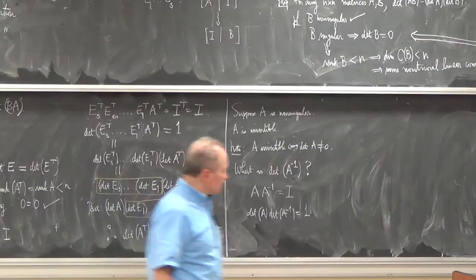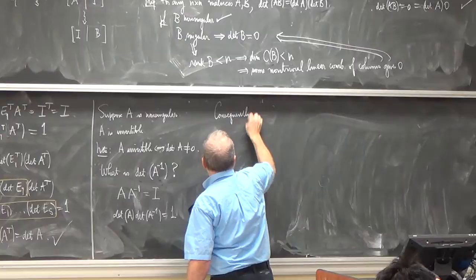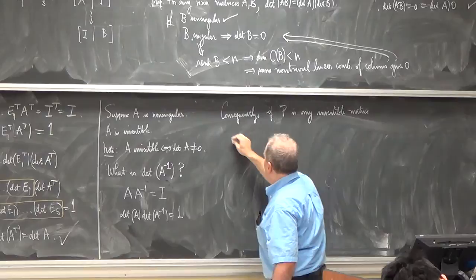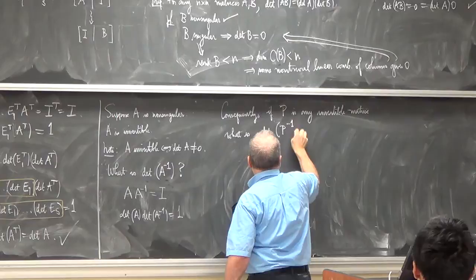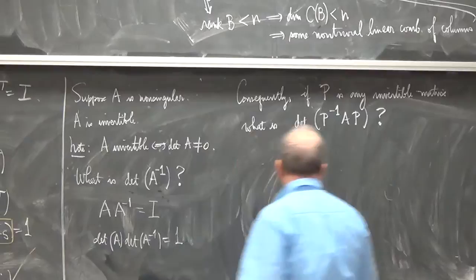Now, for reasons that will become much clearer later in the course, if P is any invertible matrix, what can you say about the determinant of P inverse times A times P? It's the determinant of A. Yeah. Now there are various ways you can get this. What's the issue?